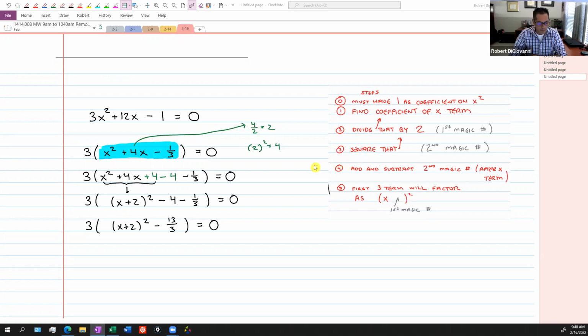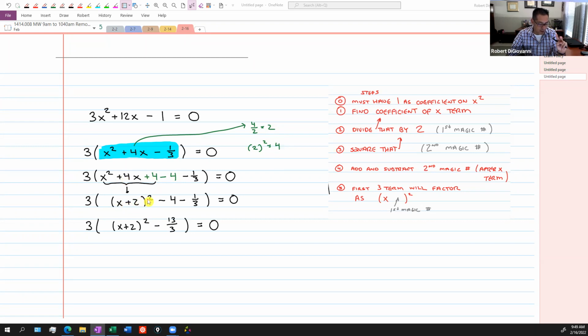Okay. So from the work I've done here, does anyone have any questions? How did you get the 13/3? Yeah, okay, so let's go through this. I took the 4, I took half of it, and then I squared, I got 4. That's my second magic number. There's my first one. So then I took this expression right after the 4x, I added and subtracted my second magic number. And then these first 3 are guaranteed to factor as x plus 2.